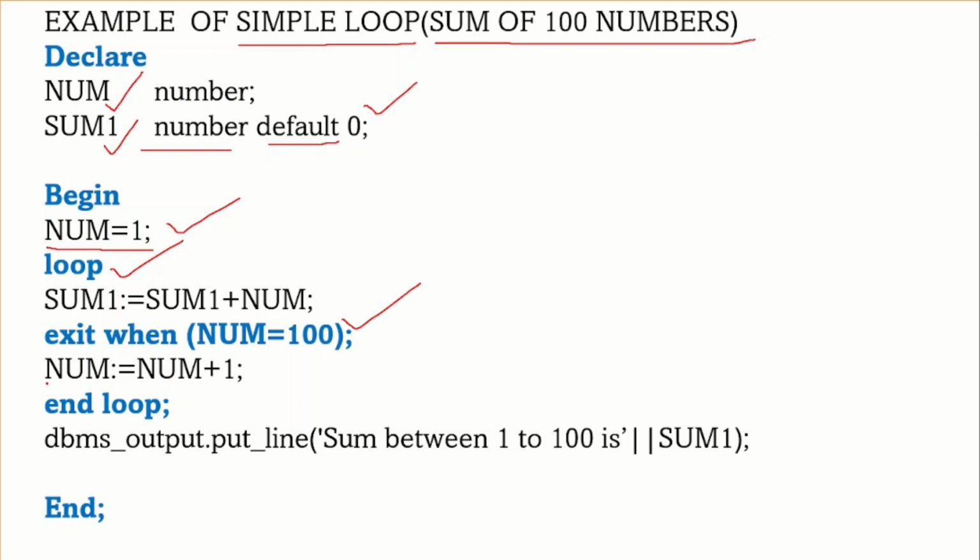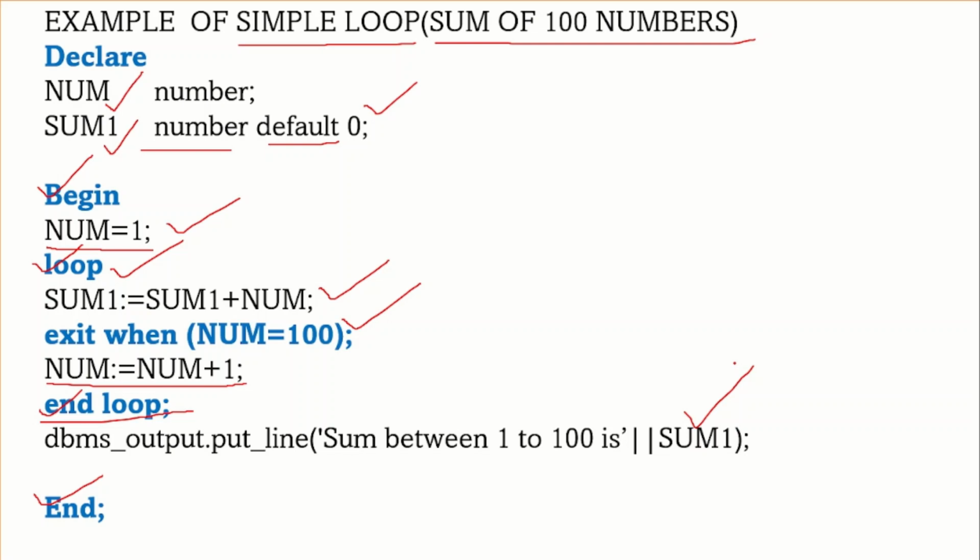Every time this loop runs, the value of num will increase by 1. This will keep on going, and this statement will keep on adding these numbers, and finally we'll get the sum. And this is the end of the loop. This is the beginning of the loop, this is the end of the loop, this is the beginning of the program, this is the end of the program, and at the end of the program we will get the sum of the first 100 numbers.